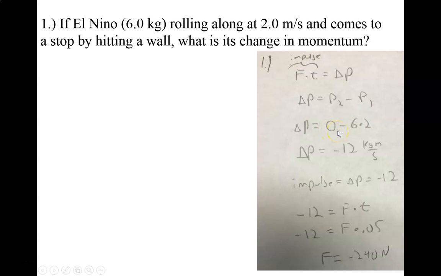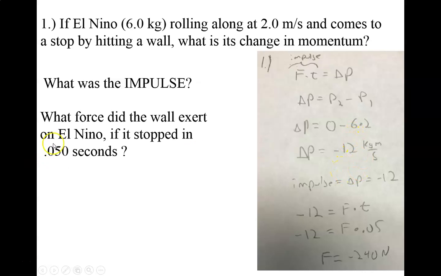So 0 minus 6 times 2 gives me minus 12. So that is my change of momentum: minus 12 kilogram meters per second. The next question is, what is the impulse? If I ask you this on a test, and you know the change in momentum, impulse is the change in momentum. So don't forget that. So that answer is just the same as the above.